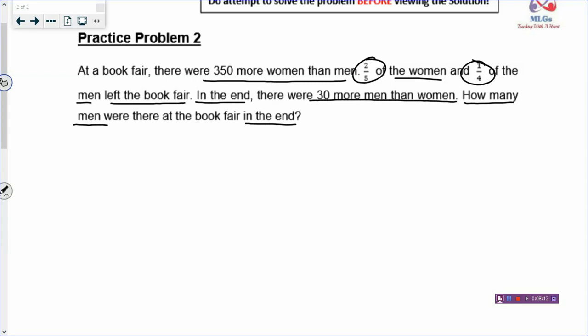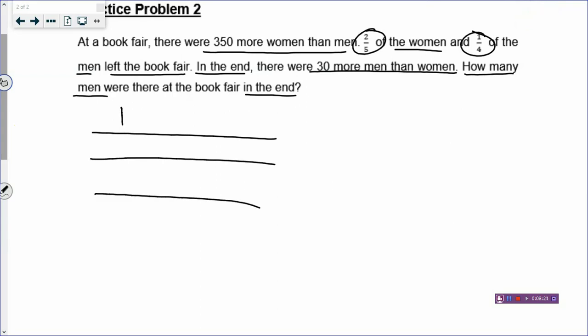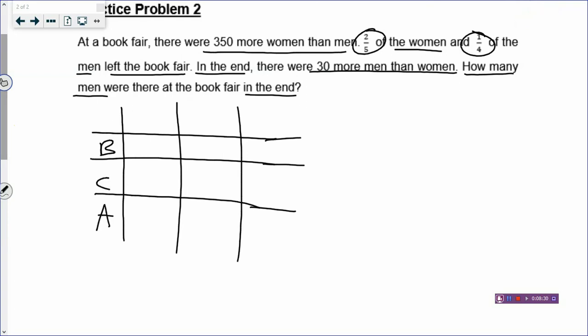So everything changes. Okay, so if everything changes and it's a before and after problem, then you do the same thing. You apply your table method, right? Let's draw the table. And you have your BCA, and then you have your women, men, and the total. Okay, so how do we look at the first sentence? There were 350 more women than men. So the men is the lesser group. So the lesser group must be 1 unit. The group that is smaller is always 1 unit. Then the women will be 1 unit plus 350.